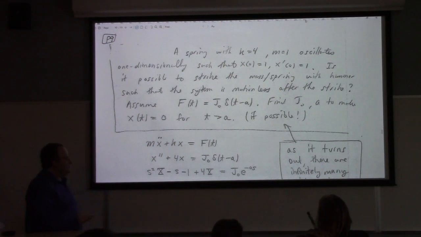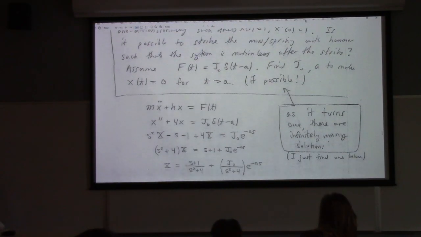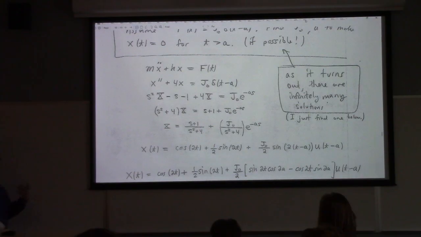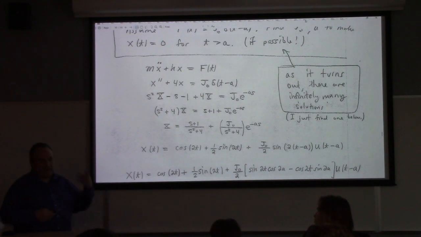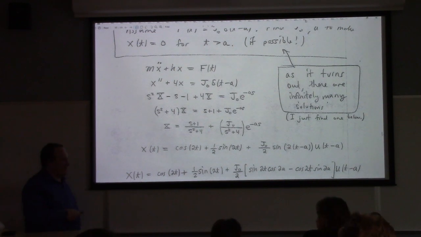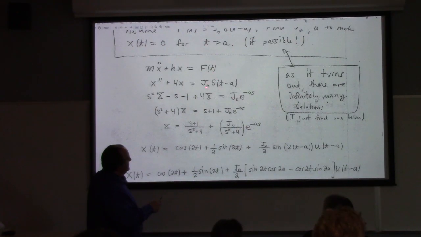Is it possible? So the answer I think is yes, and there's like infinitely many different ways to do it because this is periodic motion. So if you can stop it in one cycle, you can stop it in any cycle, right? There must be an infinity of possible answers if there's one answer. But anyway, f of t is the impulse with impulse j. I take the Laplace transform, and these are from the initial conditions being 1 and 1. And lo and behold, I get this.